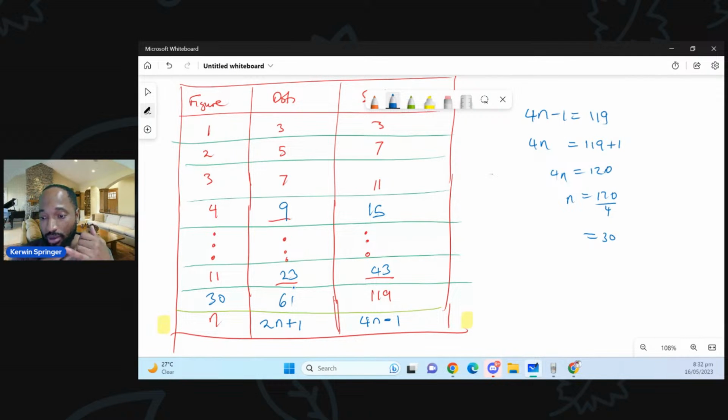For measurements, search Kerwin Springer measurement. You want vectors, search Kerwin Springer vectors. You want this, search Kerwin Springer that. You want transformation, Kerwin Springer transformation. You're getting everything you want. Everything. So with that, I'm tapping out.